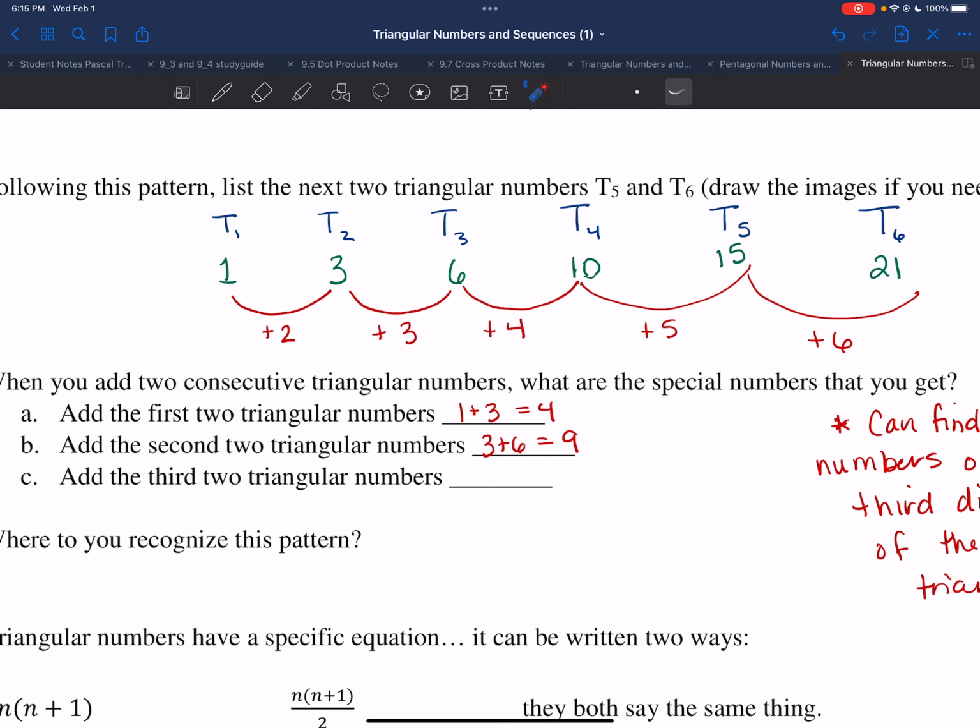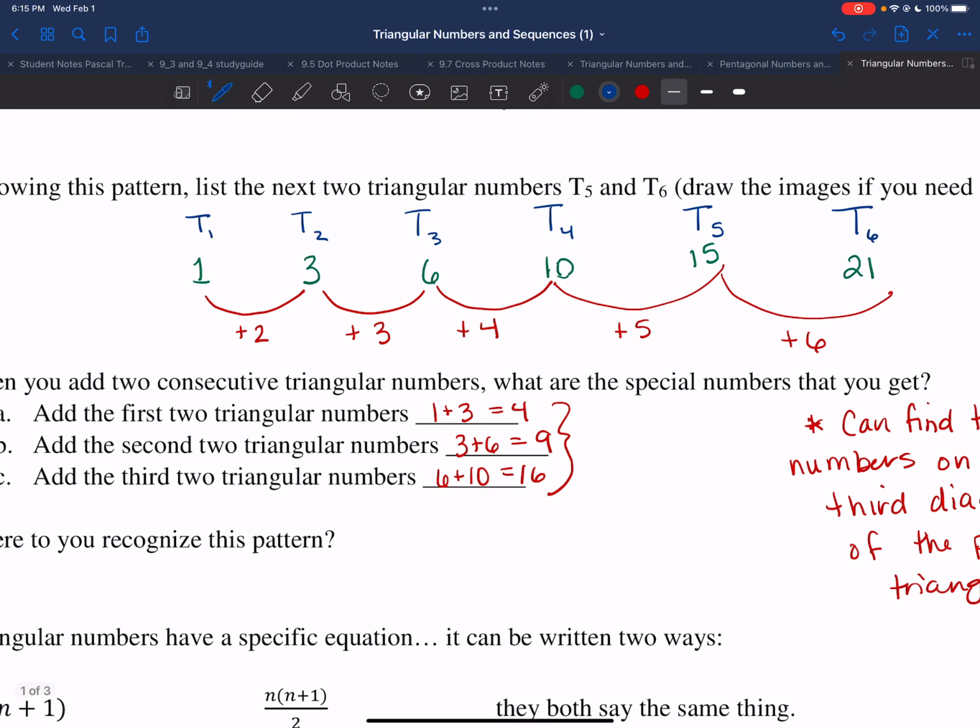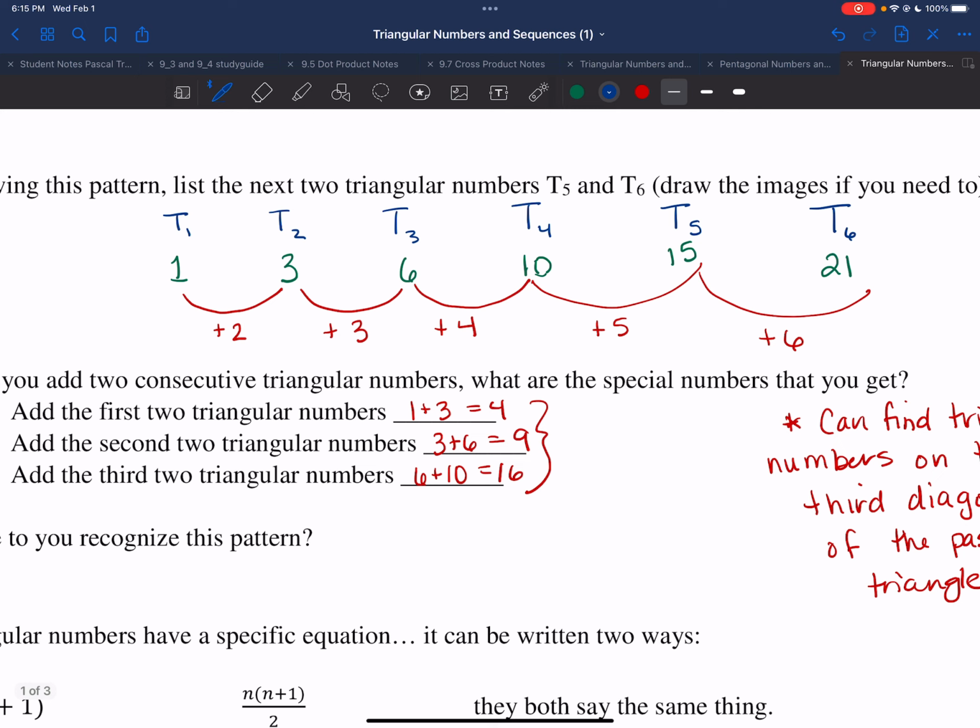Looking at the next group, 6 plus 10 gives me 16. Now, we talked about this a little bit with our Pascal's triangle. We saw the same trend happening. And what we find is that there is something very special about all of those numbers that they have in common. Each of them are what we call a perfect square.